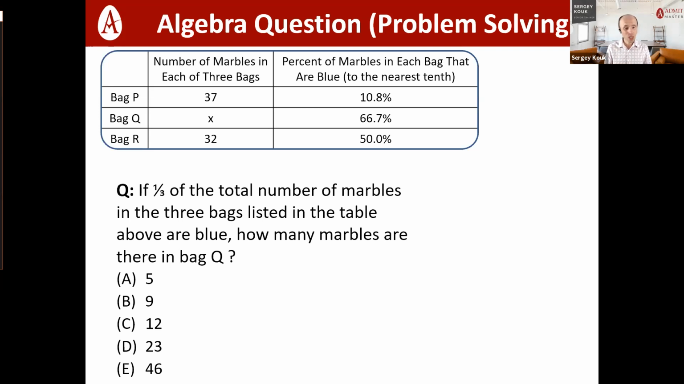So please do not use a calculator. Please don't try to Google this question. Please just do your best. I'm going to give you about a minute, maybe slightly more than a minute, and we'll talk about this question.